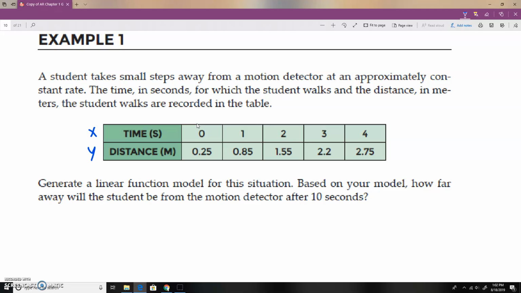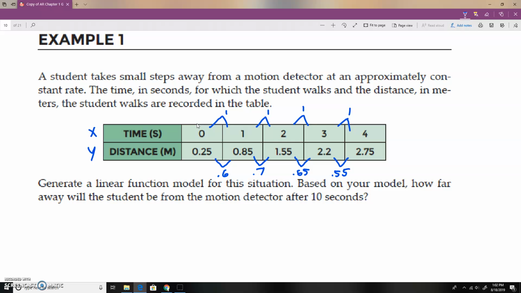We're going to treat this almost just like our previous problems, where we're going to look at our difference in x here. Okay. You notice each time we're still going up by 1 second each time. Well, now let's look at our differences in y's. So if we subtract 0.85 minus 0.25, we get 0.6. If we do 1.55 minus 0.85, we get 0.7. 2.2 minus 1.55 is 0.65. 2.75 minus 2.2 is 0.55.